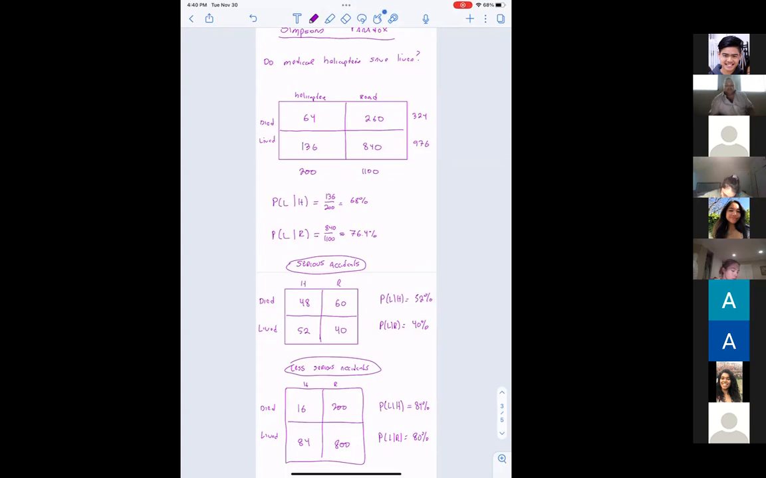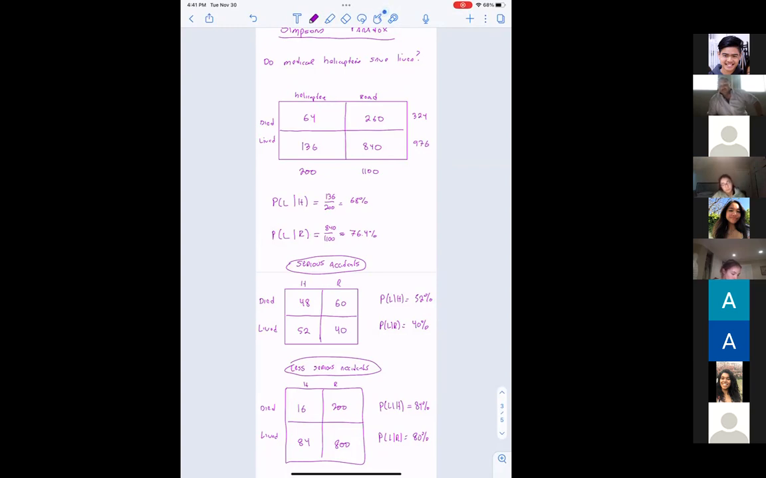What's the average of 52 and 84? When we average them, 52 plus 84 and divide by 2, we get 68%, which is the exact... Oh, of course. Sorry, that's the exact average because for helicopters, it's the exact same sample size. There were 100 serious accidents by helicopter and 100 less serious accidents by helicopter. So the average is right smack dab in the middle of 52 and 84. It is 68%.